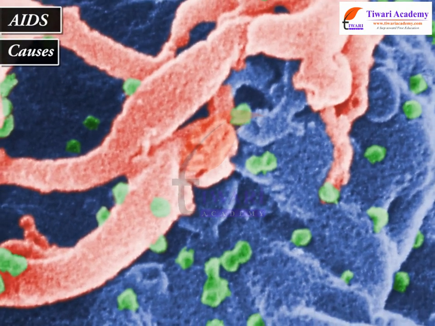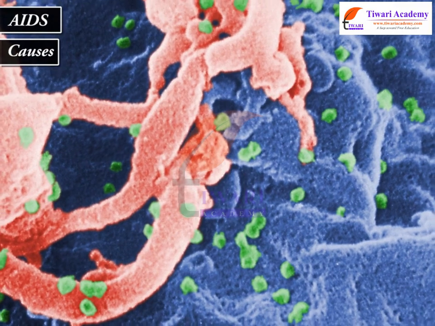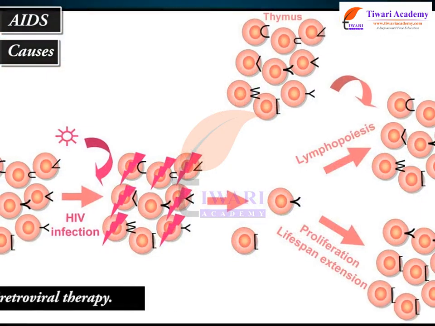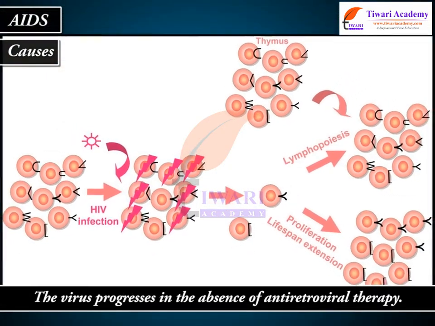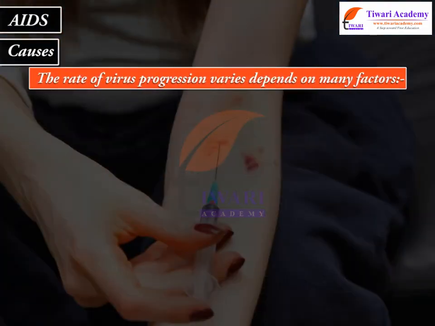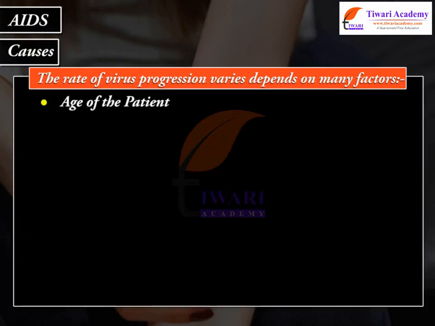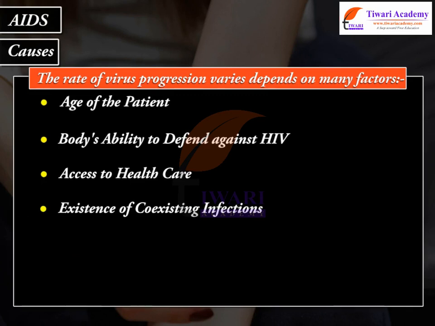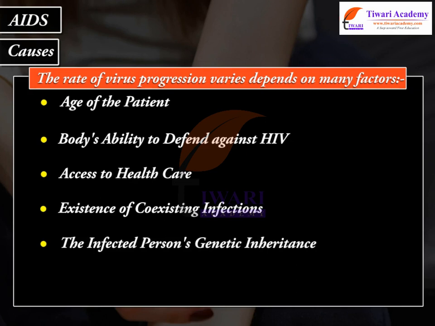Causes. HIV is a retrovirus that infects the vital organs of the human immune system. The virus progresses in the absence of antiretroviral therapy. The rate of virus progression varies and depends on many factors: age of the patient, body's ability to defend against HIV, access to health care, existence of coexisting infections, the infected person's genetic inheritance, resistance to certain strains of HIV.